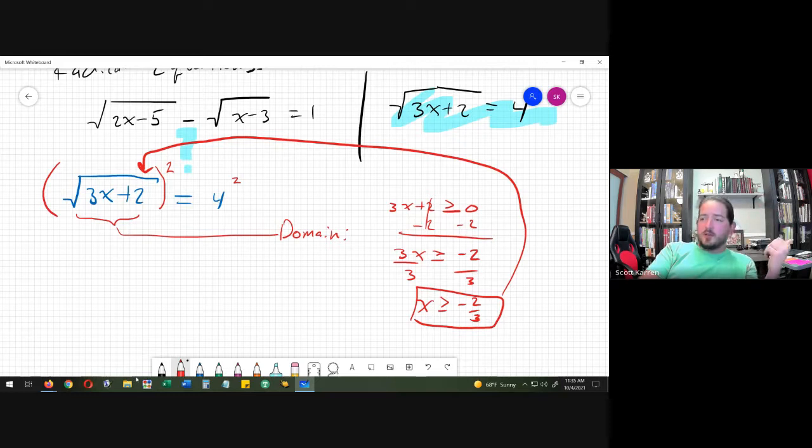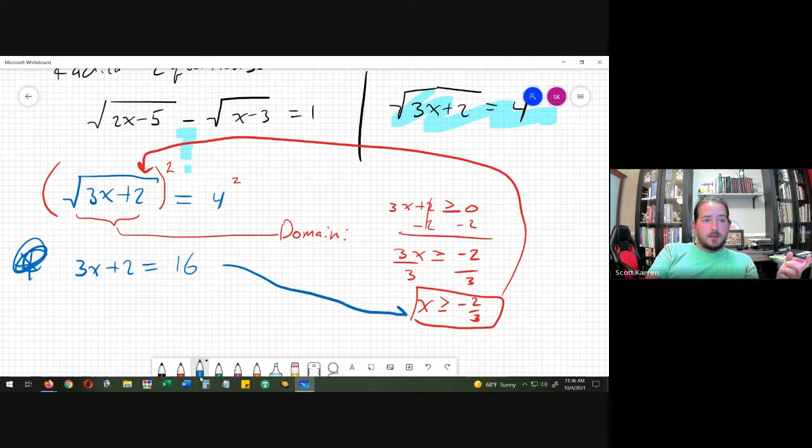Therefore, no matter what I do to this thing, it's never going to get rid of that domain issue. It's always going to be there. When I square both sides, this turns into 3x plus 2 equals 4 squared, which is 16, right? Now it's easy to say, oh, there's no domain issue in this thing. But it does, and that's true. There's not in this equation, but this equation is only valid on the domain of the original problem, right?